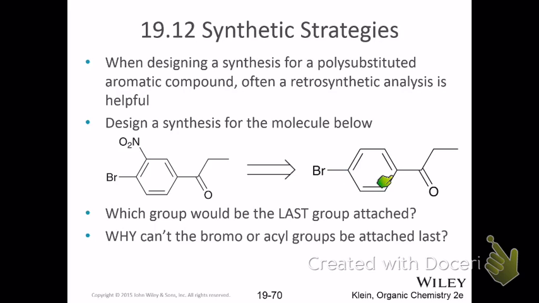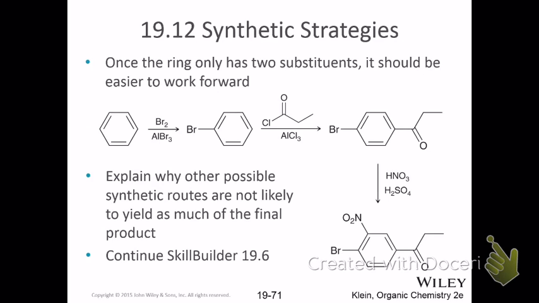You put the bromine on, then you do the acyl group, and then you do the nitration. So that's the working through of that synthesis. Now starting at the beginning with a benzene ring, do the bromination first. Then you can do the acylation. Once you have the acylated product, then it's just a nitration reaction after that.